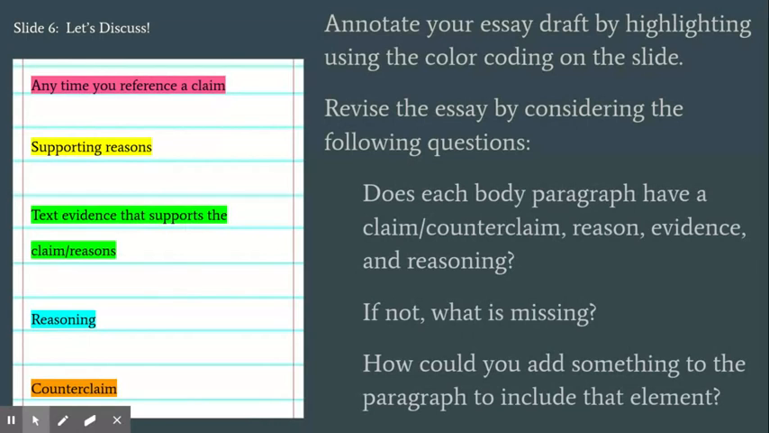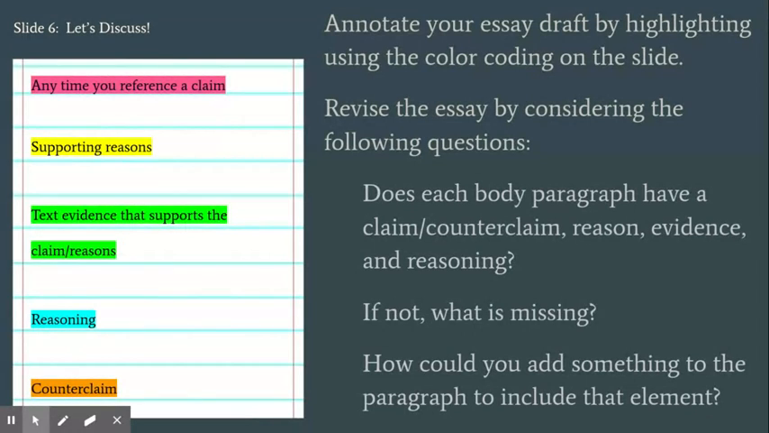Now I want you to remember something about revising. Revising is a chance to make big changes, and it takes more time than editing or making small grammatical and spelling changes. I want you to revise your draft by using the annotation code, color code on the slide. This will help you look at the structure of your essay and notice any elements that are missing.